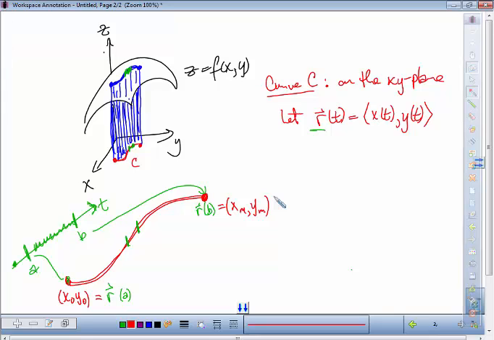Anyways, that's just my ending point. I was going to call it E for end, but that doesn't sound good. Starting and ending: x sub n, y sub n.